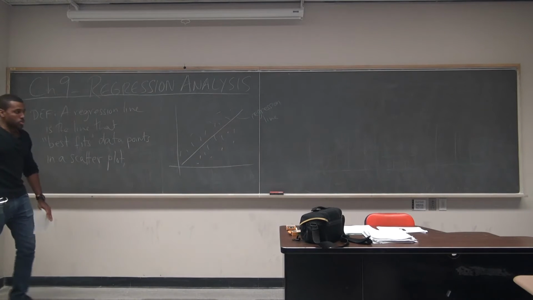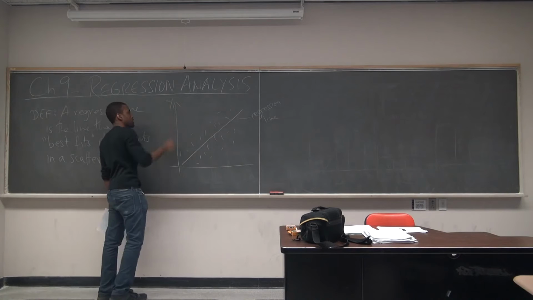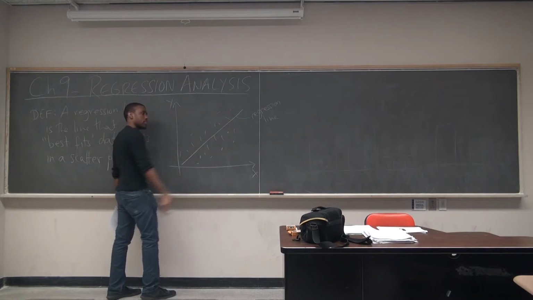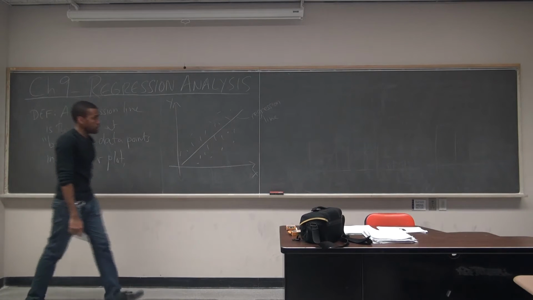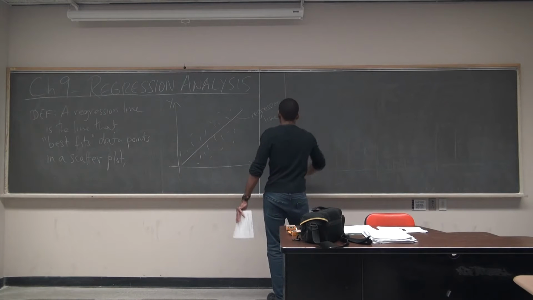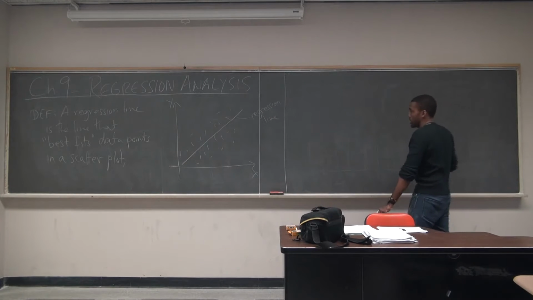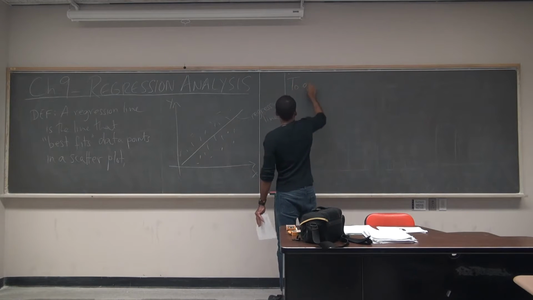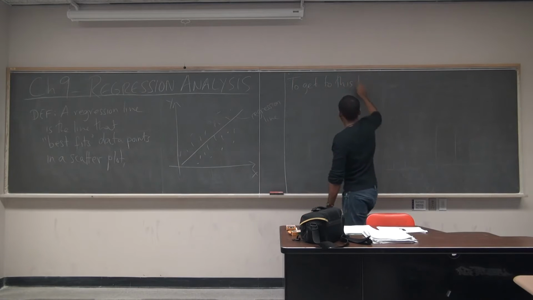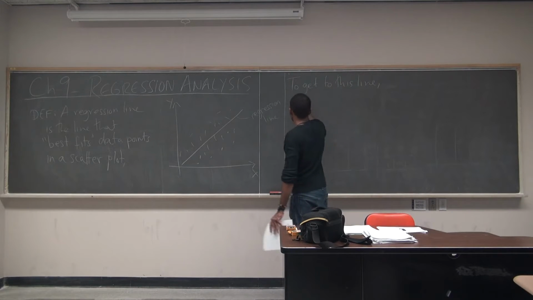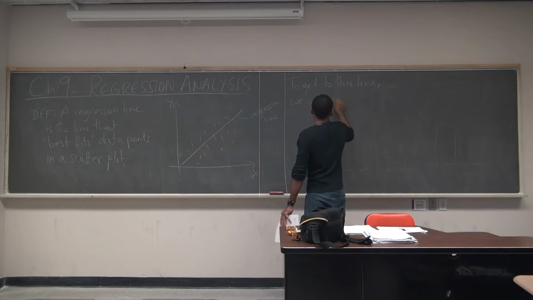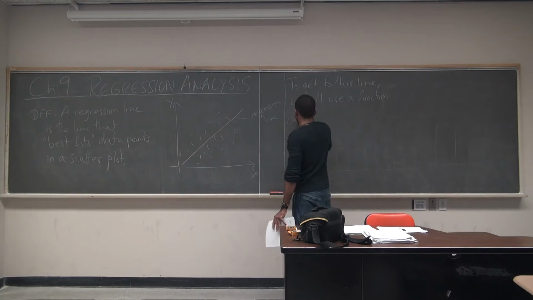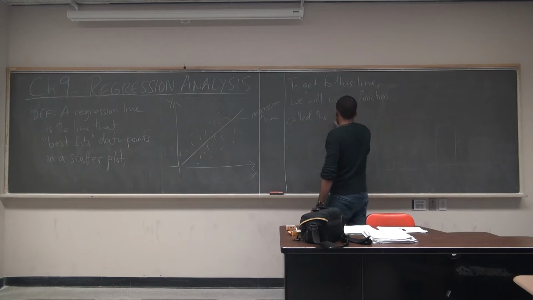Regression lines are important because they're going to help us predict things. So here's some data set Y and here's some data set X. We want to get to a line that's as close to all points as possible, and we will use that to do predictions so that we can answer questions. Okay, so now how do we get to this line?